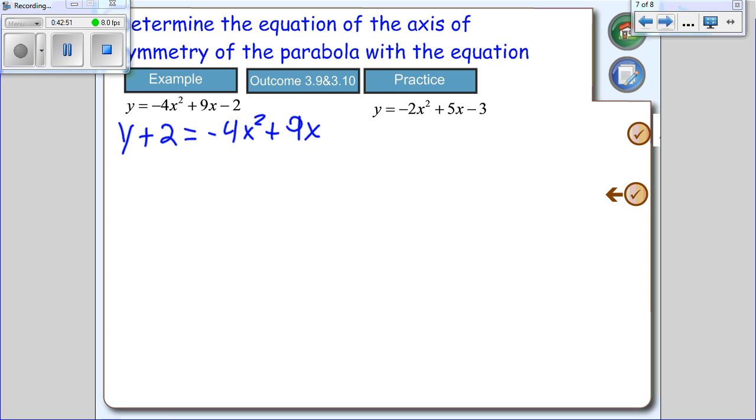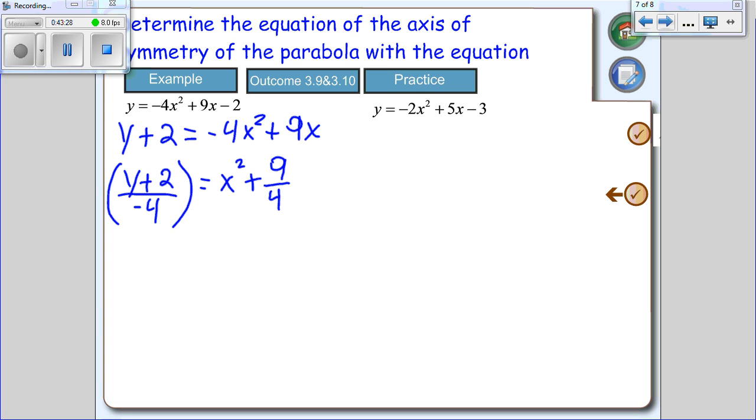y plus 2 divided by negative 4. I'm going to put that in brackets as a little reminder to save my life later. Is equal to negative x squared plus 9 over 4x. I divided everything by negative, so that's the same thing as minus 9 over 4.